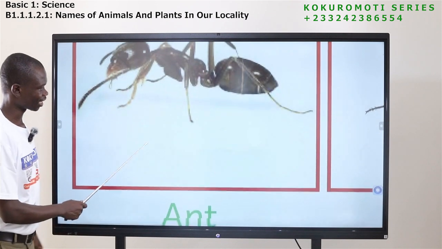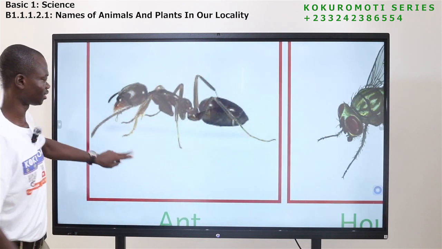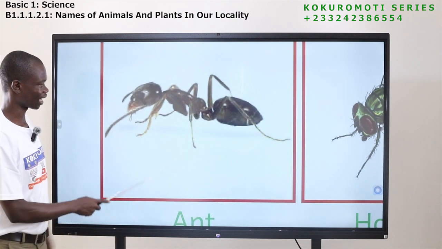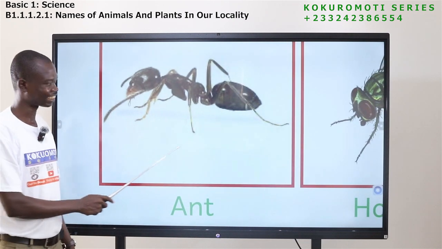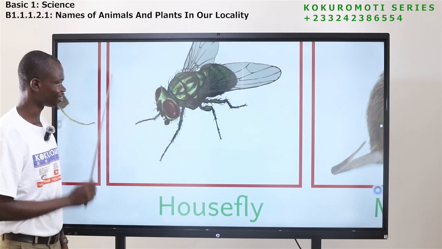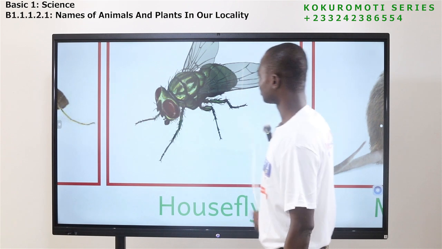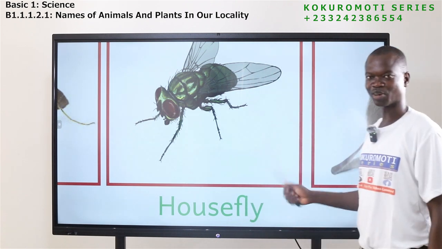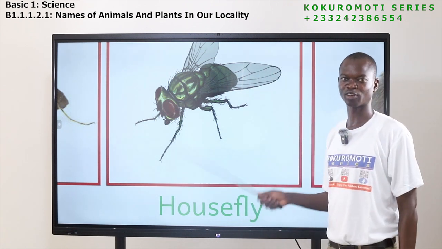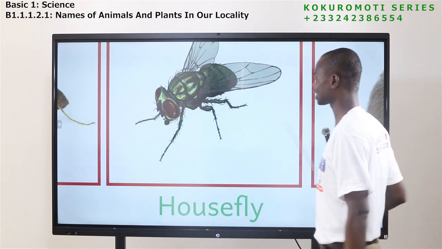This is what, ant? This is ant. We call it atetia. This is housefly. This is what, housefly? In Ghana, how do you call this? Yes, nwansina. Okay, in my locality, we call it nwansina.